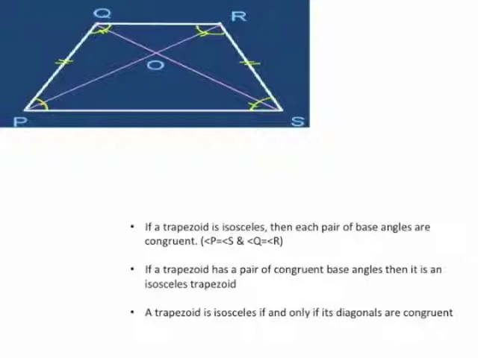Second, if a trapezoid has a pair of congruent base angles, so if angle P and angle S are congruent, then it's an isosceles trapezoid. Lastly, a trapezoid is isosceles if and only if its diagonals are congruent. So if line QS and line RP are congruent, then it's an isosceles trapezoid.